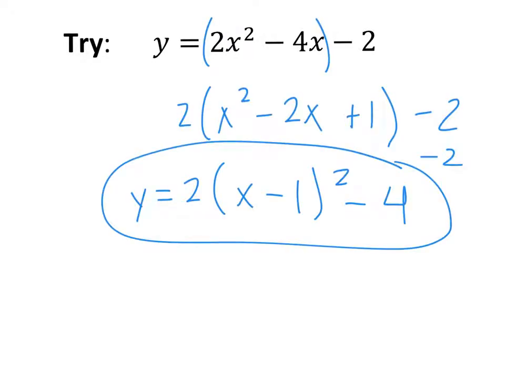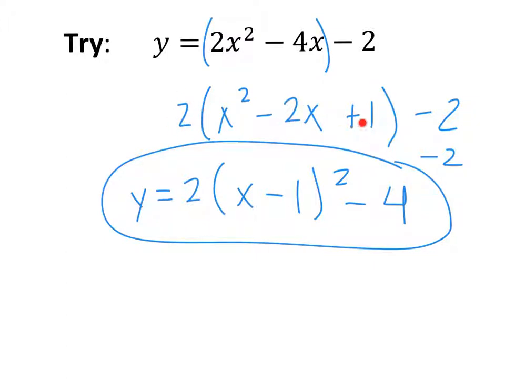Okay, so there's our answer. Again, to recap, put parentheses around the x's. Because we have a number in front of our x squared, I had to divide both of these by that number. 2 divided by 2 is 1. Negative 4 divided by 2 is negative 2. And that 2 just comes on the outside.